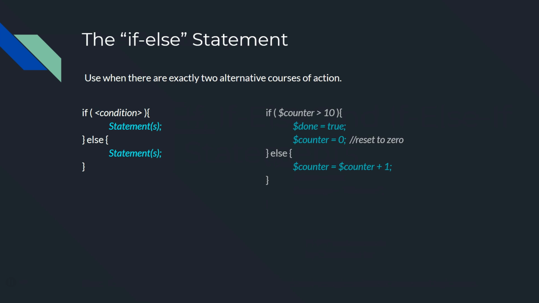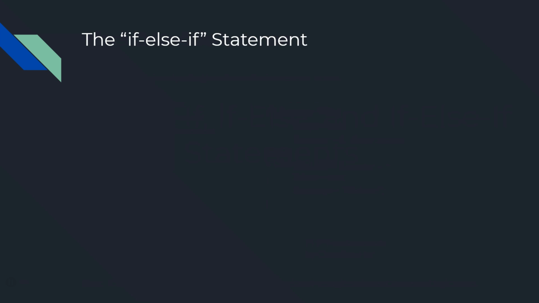A real example will be similar to what we saw earlier, except now it says if the counter is greater than 10, then we might set the done variable to true, and we might reset the counter back to 0. Otherwise, the counter is just going to be incremented by 1, assuming that if we start from 0, 1, or anything less than 10, then it will be incremented until we reach the counter equals 10 or greater.